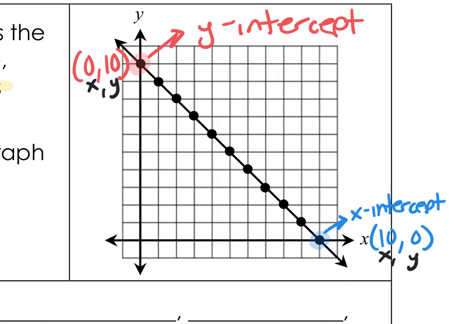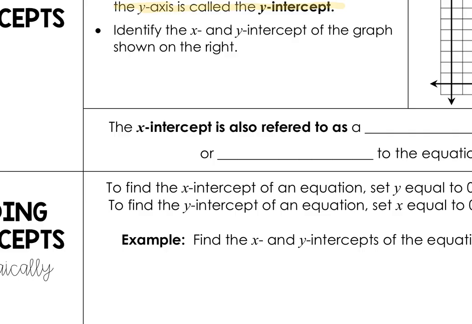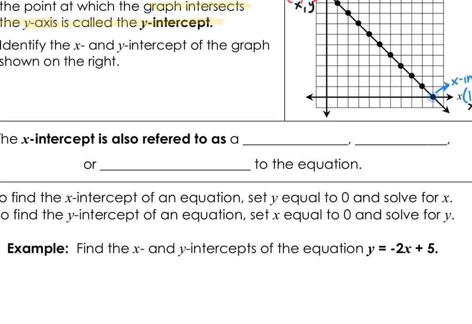We're going to use that to help us a little bit here. Down below, the x-intercept is also referred to as a root, or a zero, or a solution. So sometimes, if you take a SAT or ACT, you might see questions where they'll say, find all the zeros, find all the roots or the solutions. That is asking you for the x-intercepts. When we find an x-intercept, we want the y values to be zeros.